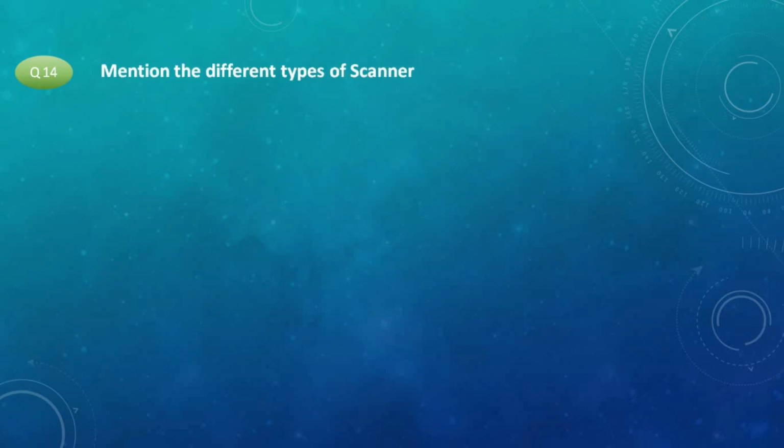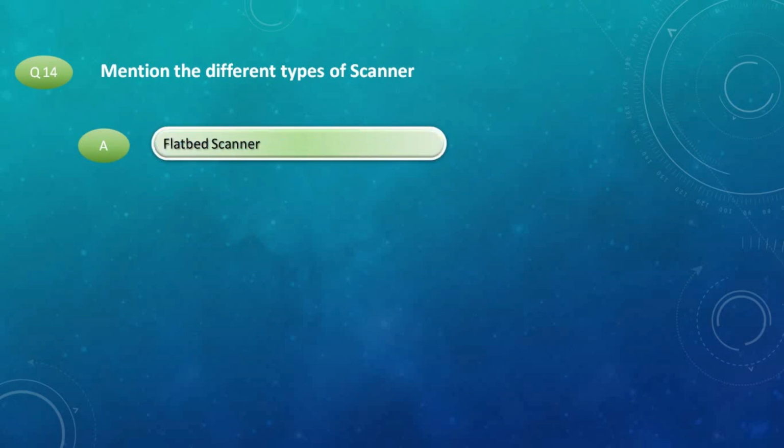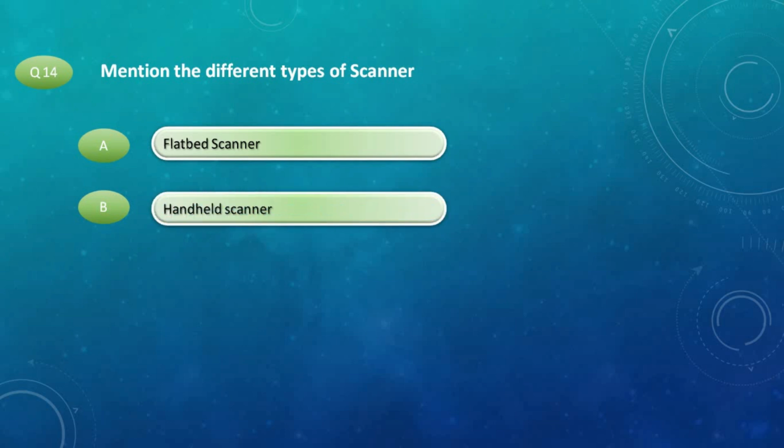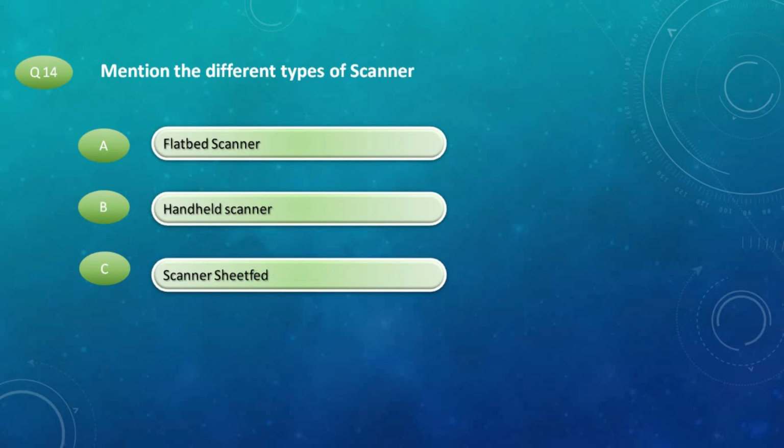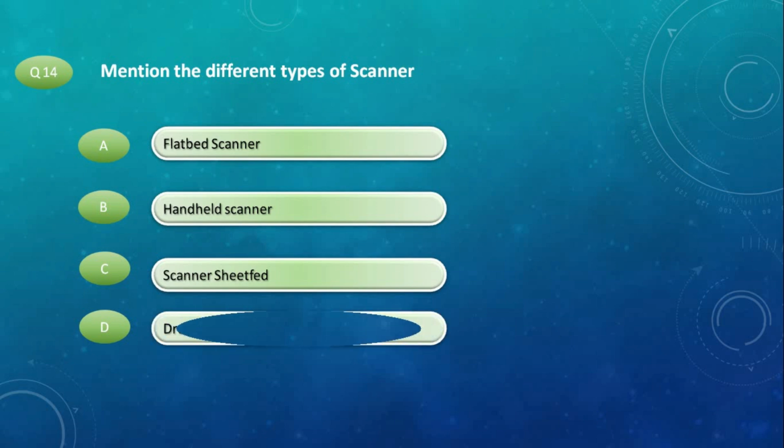Mention the different types of scanner. So we have flatbed scanner, handheld scanner, sheet fed scanner, and drum scanner. So the different types of scanner are flatbed scanner, handheld scanner, sheet fed scanner, and drum scanner.